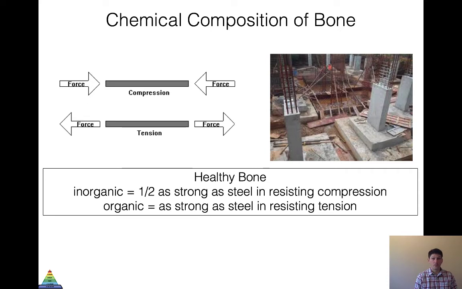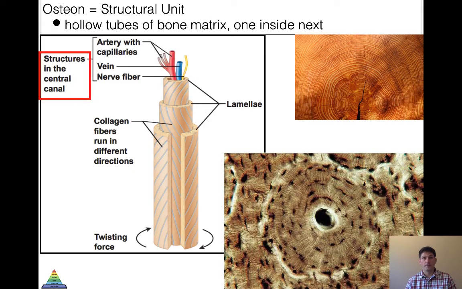we see a lot of cement, and within that cement is rebar, and so that cement is going to resist compression. That rebar is in there to help resist any tension and twisting motions, so it's creating this really super strong structure. When we look at bone, again, our inorganic is about half as strong as steel in resisting compressional forces, and the organic components are as strong as steel in resisting tension, right? So pretty strong stuff when we talk about our framework.